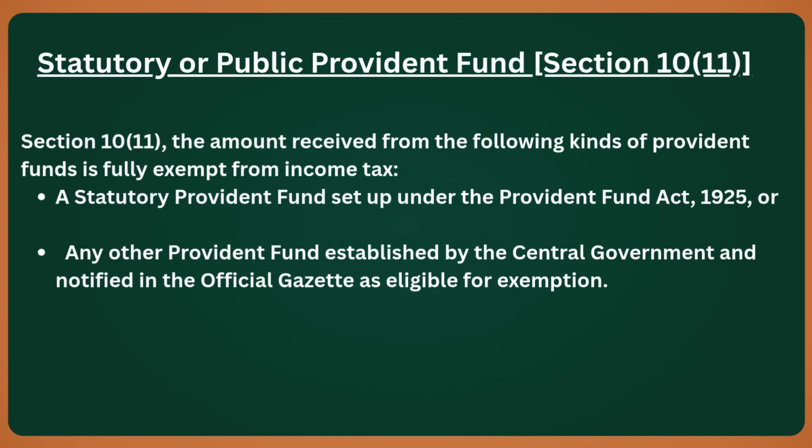Under Section 10(11) of the Income Tax Act, the amount received from certain provident funds is fully exempt from income tax. This includes, first, a statutory provident fund set up under the Provident Fund Act, 1925. Second, any other provident fund established by the central government and notified in the Official Gazette as eligible for exemption.